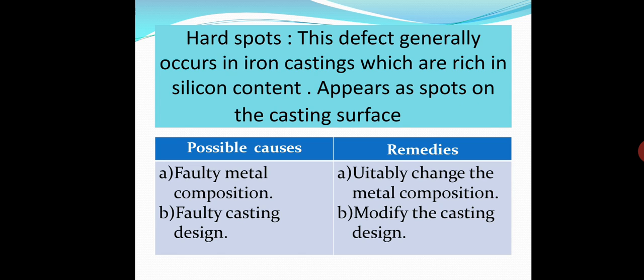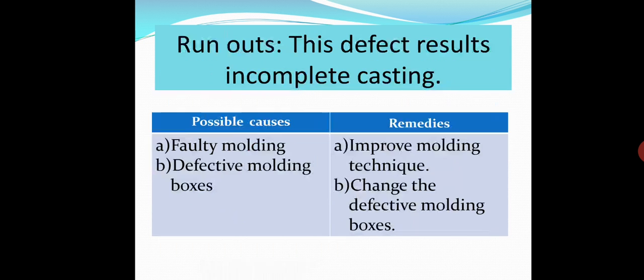Hard spots. This defect generally occurs in iron castings which are rich in silicon content. Appears as spots on the casting surface where iron has more silicon content. So causes are faulty metal composition, means composition material having high silicon content, or faulty casting design. So remedies are suitably change the metal composition and modify the casting design.